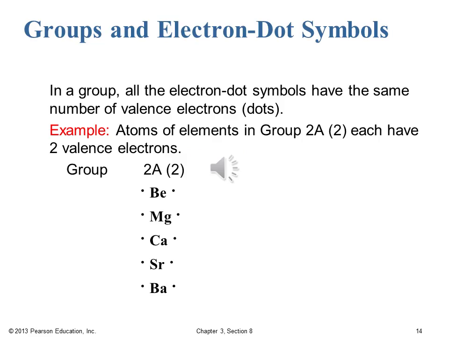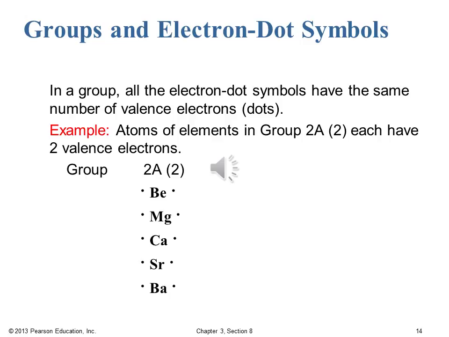So however you do it, whether you do them across from each other like our text does, or right next to each other first, the key idea is to make sure that all the members of a given group have the same number of valence electrons, the same number of dots here for these electron-dot symbols. So our example below is all the atoms of elements in group 2A have 2 valence electrons each. So we see the electron-dot symbol for beryllium and magnesium and calcium and strontium and barium. They are all following that same pattern.